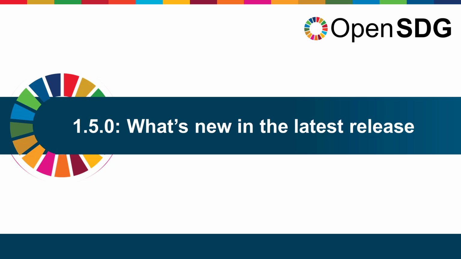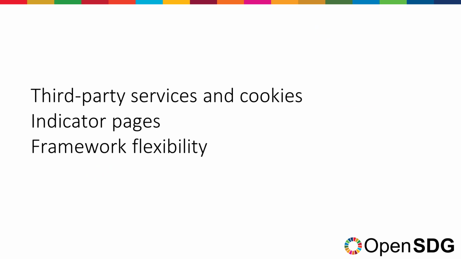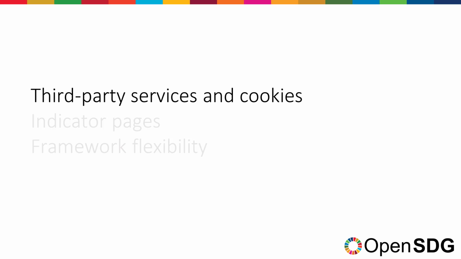Hello, and welcome to this release video for version 1.5 of Open SDG, the open source platform for managing and publishing Sustainable Development Goals data and metadata. This release includes a variety of enhancements related to the following areas: third-party services and cookies, indicator pages, and framework flexibility. Let's start with third-party services and cookies.